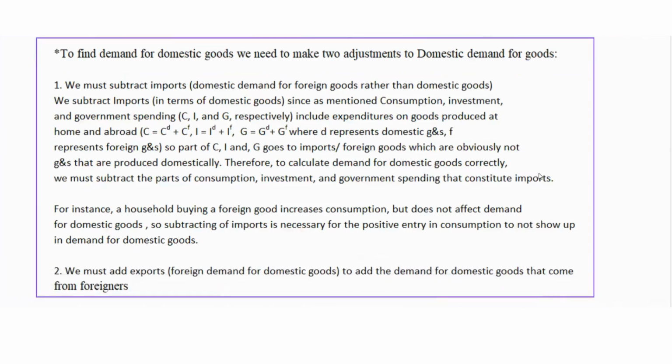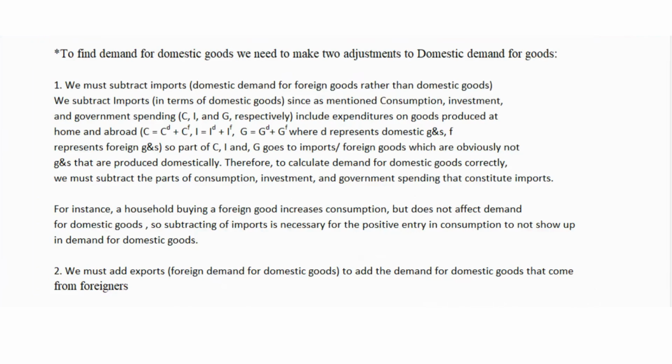So now to find demand for domestic goods, we make two adjustments to the domestic demand for goods. We know domestic demand for goods is simply C plus I plus G, where we know C, I, and G don't discriminate where the good is produced. So the first thing we need to do to find demand for domestic goods is to subtract imports, as imports represent domestic demand for foreign goods rather than domestic goods. Now, like we said, the reason we subtract imports is because C, I, and G have expenditure on domestic goods as well as expenditure on foreign goods. So if you go back.